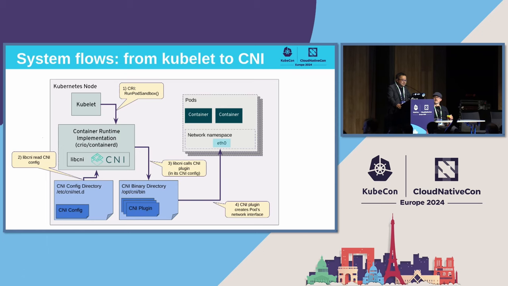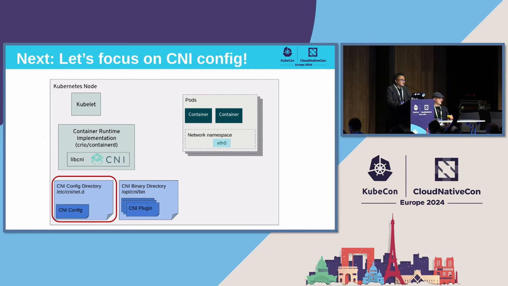After that, the container runtime calls libcni to create the interface. Libcni reads the config from the CNI config directory, mainly /etc/cni/net.d. Then, using this config, libcni invokes the CNI plugin. The CNI plugin gets this information given by the libcni side, then creates the network interface. So that's the whole picture of how a CNI plugin is invoked.